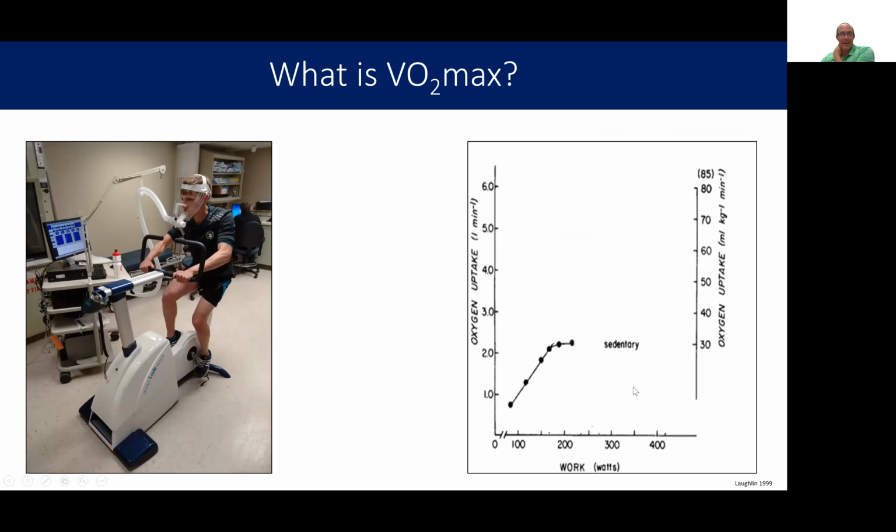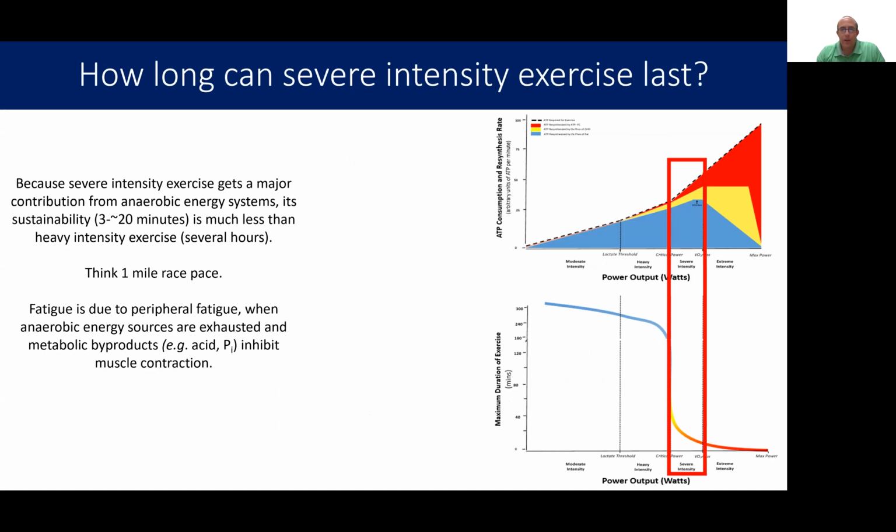And any power output above critical power, if you can sustain it long enough, will reach VO2 max. So we already talked about how sustainable severe intensity exercise is. What kind of exercises are we talking about?